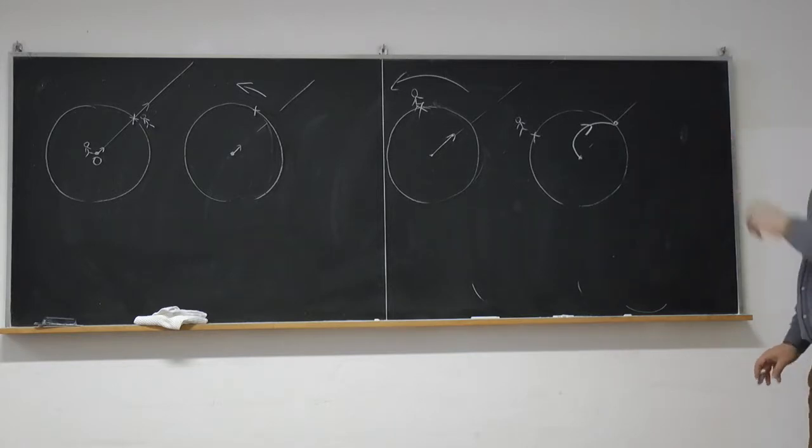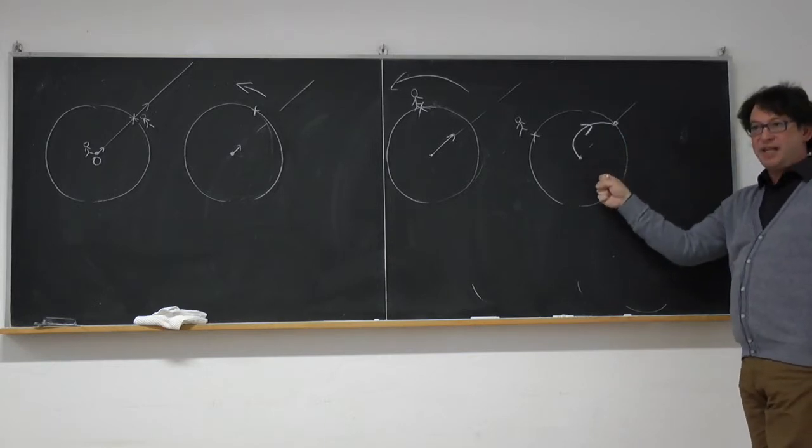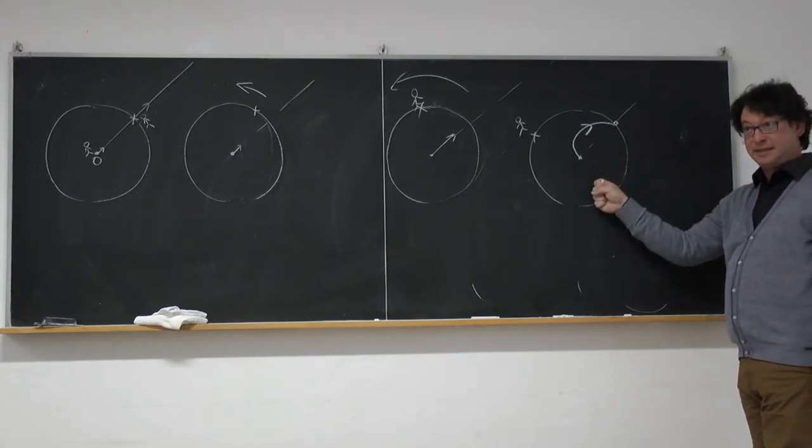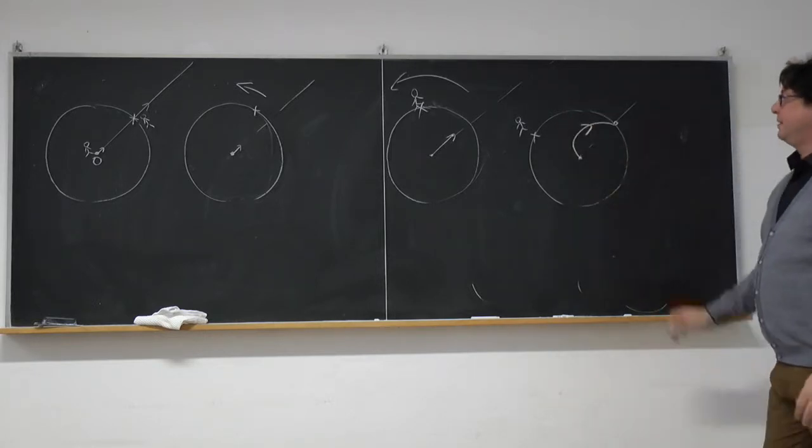This is a very fast rotation, of course. This means that in a very strong equivalent gravitational field, you have bending of light rays.